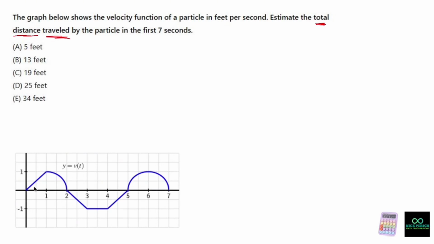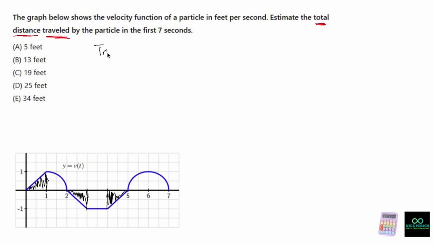I want to find all of this area, all of that area, and all of that area added together. So let's see what I have. First things first, I have a triangle with a base of 1 and a height of 1. Not only do I have that though, but I have another one right here and another one right here. So what I have so far is 3 triangles with a base of 1 and a height of 1.